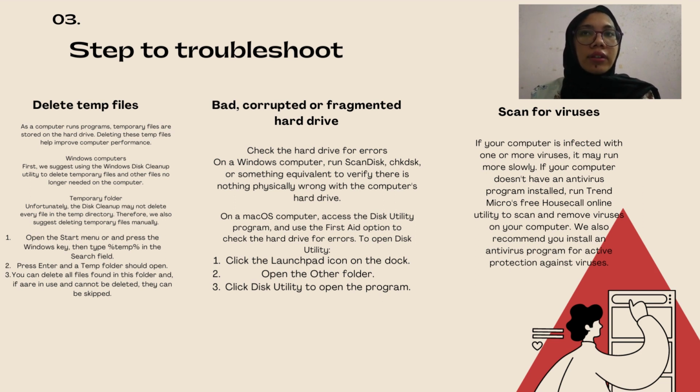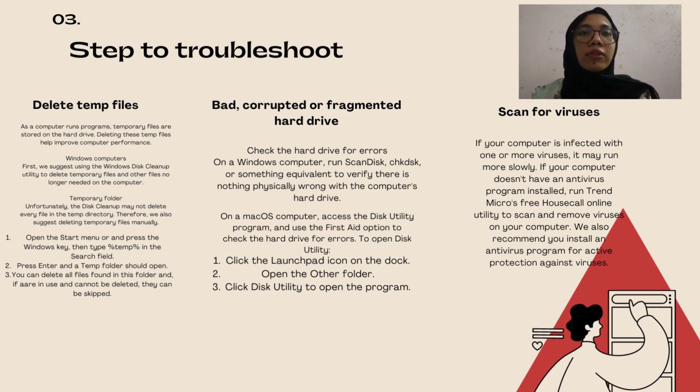Check the hard drive for errors. On a Windows computer, run scandisk or chkdsk or something equivalent to verify there is nothing physically wrong with the computer hard drives. On a Mac OS computer, access the Disk Utility program and use the First Aid option to check the hard drive for errors. To open Disk Utility, first click the Launchpad icon on the dock, then open the Other folder, and lastly click Disk Utility to open the program.